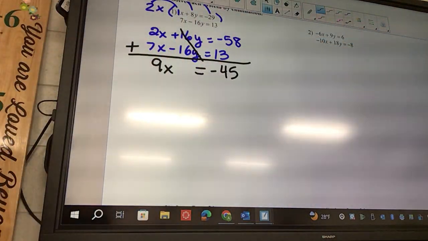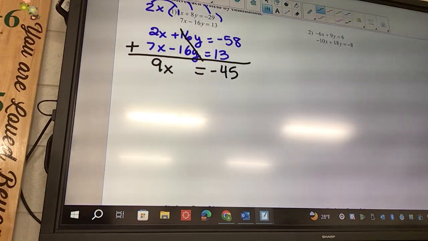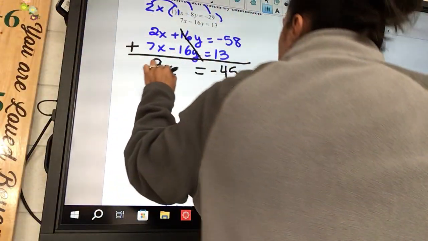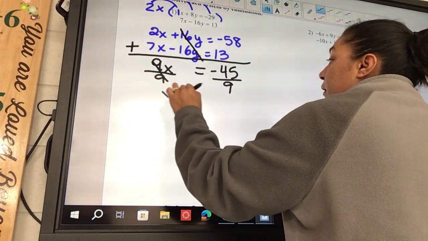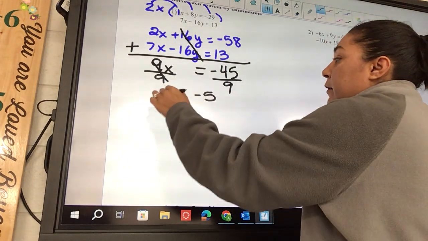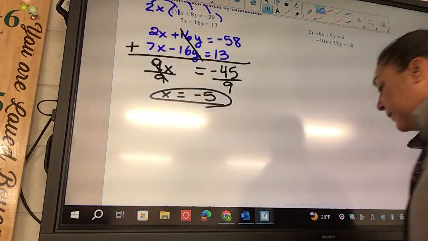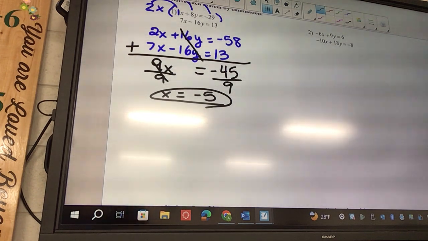Okay, and then now if we look at this, what needs done? Divide by 9. Negative 5. Okay, and so now we have solved for the x.